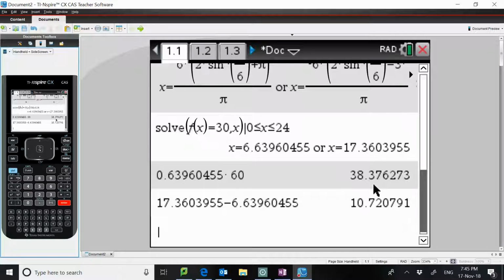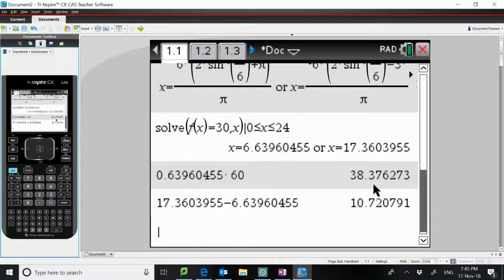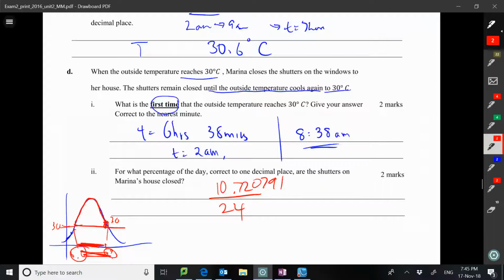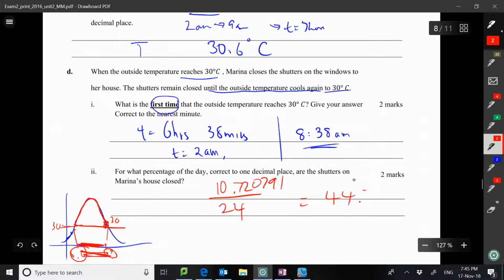So in my case there, I would want to know the duration, and the duration is 10... they wanted the percentage, sorry, 10.720791 out of 24. So if I just took this answer, divided by 24, that gives me 0.446, so about 44.7% is the percentage of the day, okay? Because if you times this by 100, there you go.